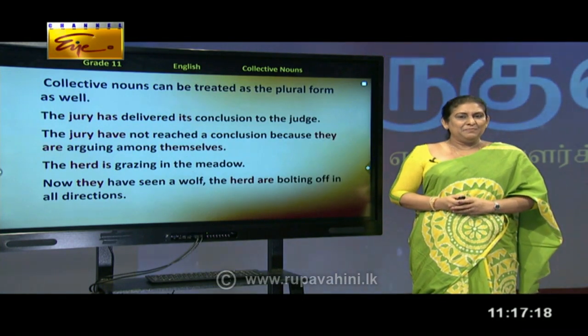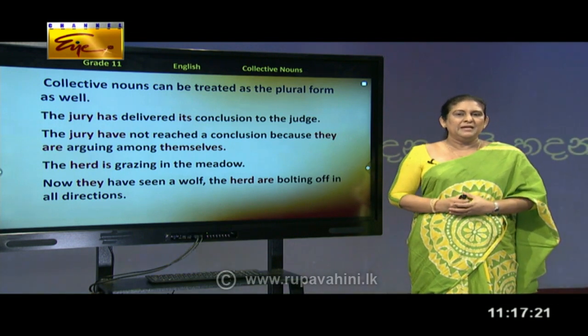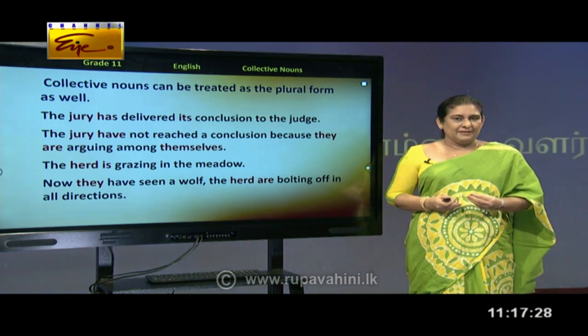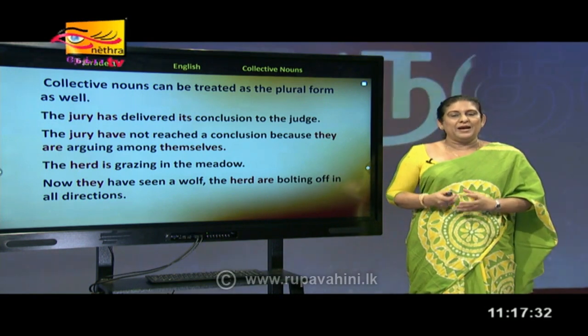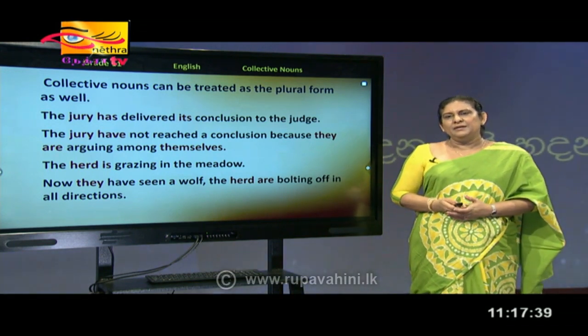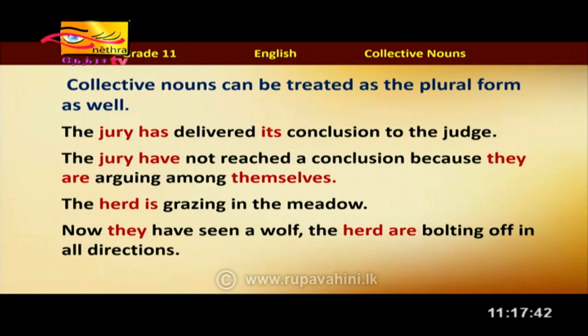Right. Now I will help you how to form the plural form in collective nouns. Now you know that generally we just add s. Yes. But there are other ways to make plurals in collective nouns. So let us learn that rule as well. Now here you can see the jury has delivered its conclusion to the judge. Now here jury we take as one. Collectively they get together to give a verdict. Yes. And here you have the clue, it's. Right? So we know definitely it is singular. So we have used the verb has delivered there.